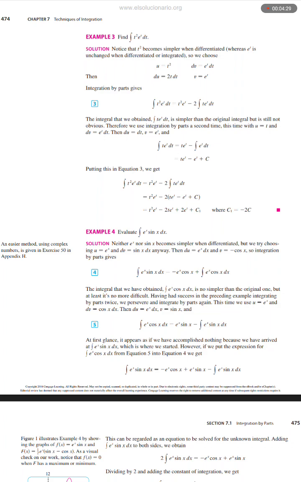Putting this in equation 3, we get the integral of t squared e to the power t dt equals t squared e to the power t minus 2 times the integral of t e to the power t dt equals t squared e to the power t minus 2 open t e to the power t minus e to the power t plus big C closed, equals t squared e to the power t minus 2t e to the power t plus 2e to the power t plus big C sub 1, where big C sub 1 equals negative 2 big C.